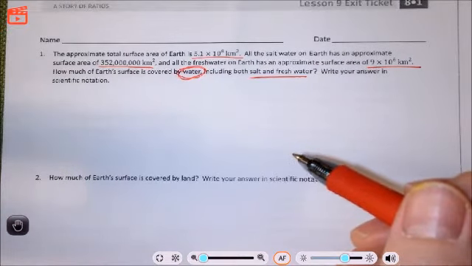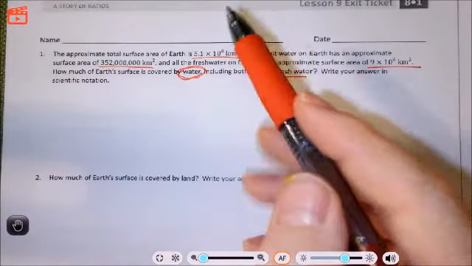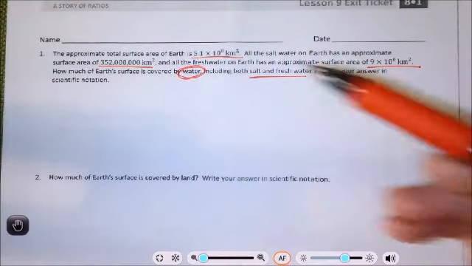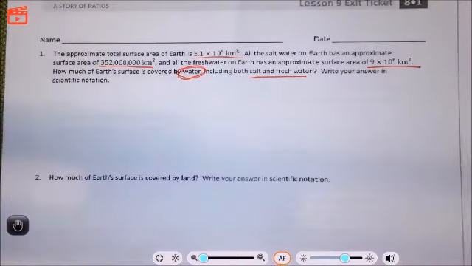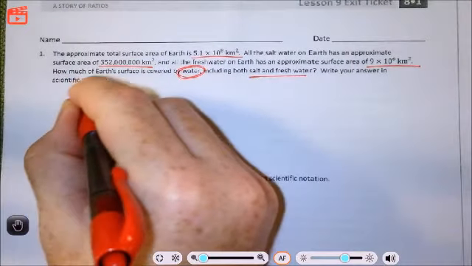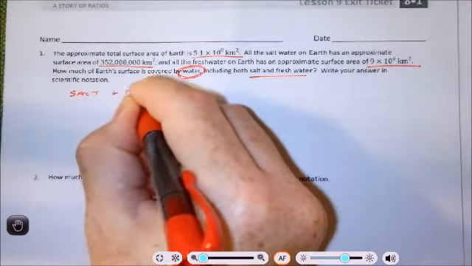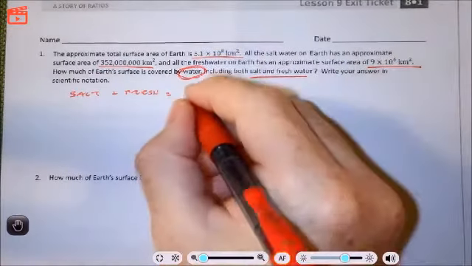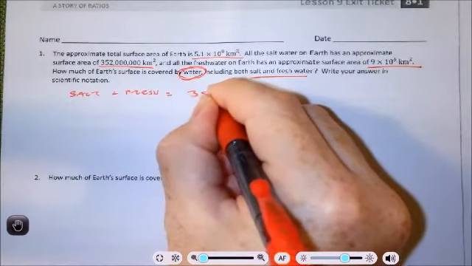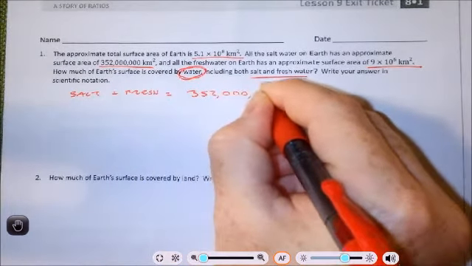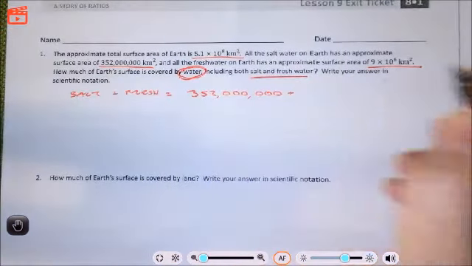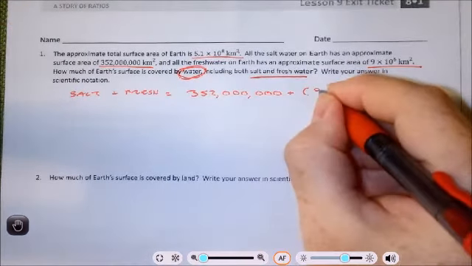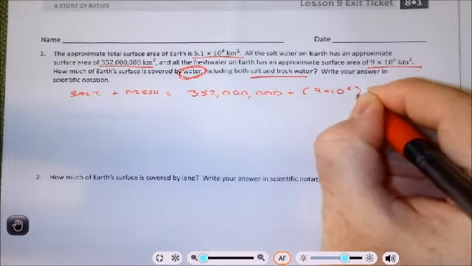So number 1, how much water is on the planet? How many square kilometers? So for part 1, we don't need the total of Earth, we just need the water. So you are going to add the salt plus the fresh water. So you need to do the salt water, which is 352 million kilometers, plus the fresh water, which is 9 times 10 to the 6th.